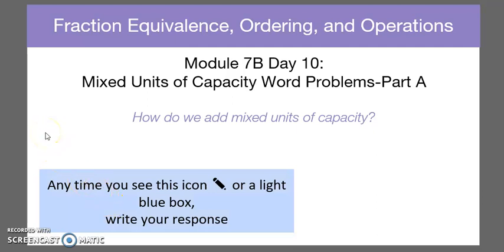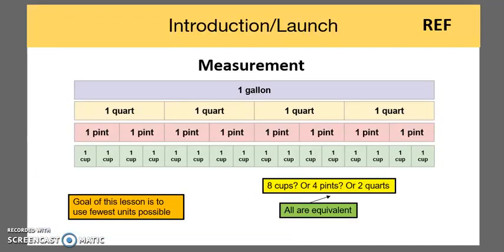Before we go into today's lesson, we're going to get a little more comfortable with some of the measurements in today's lesson. We're going to be discussing gallons, quarts, pints, and cups. Here we see that cups are the smallest units, and 2 cups equal 1 pint. The next bigger unit than pints is a quart, and 2 pints equal 1 quart. And 4 quarts equal 1 gallon.